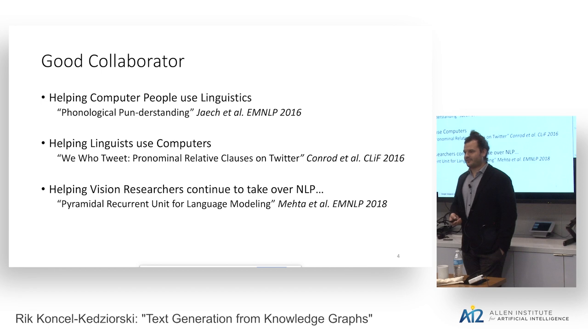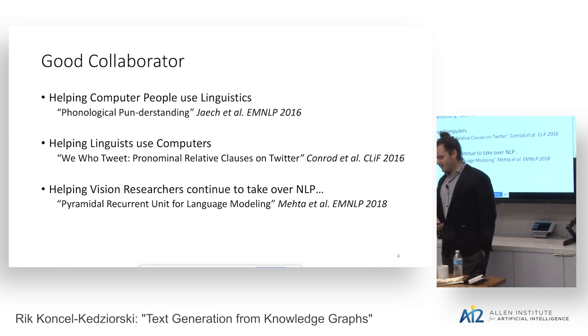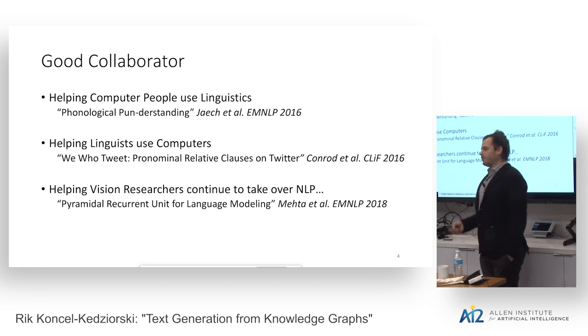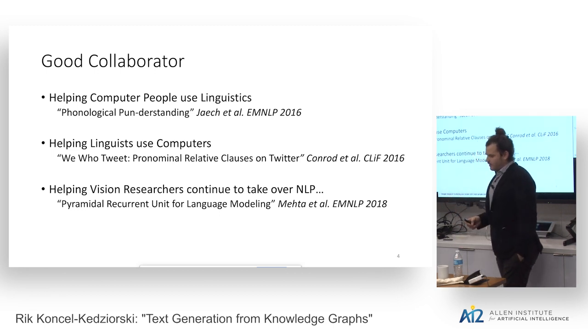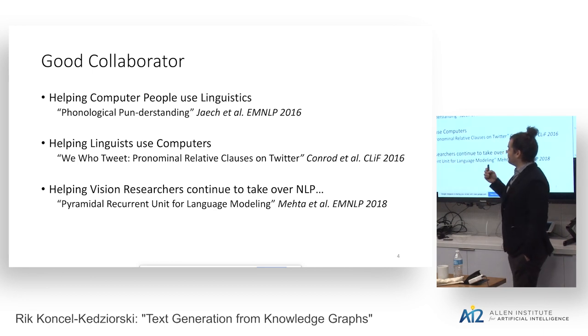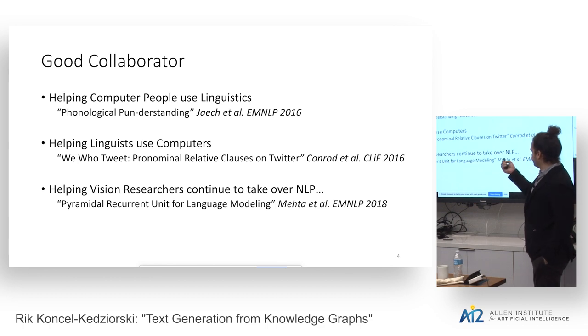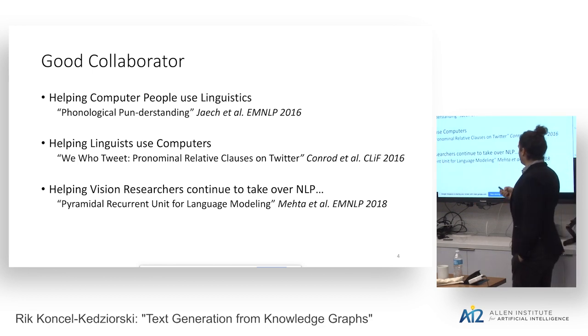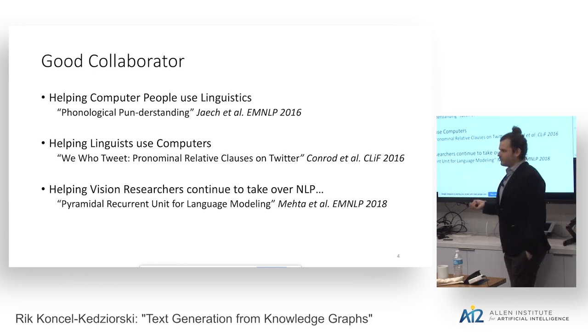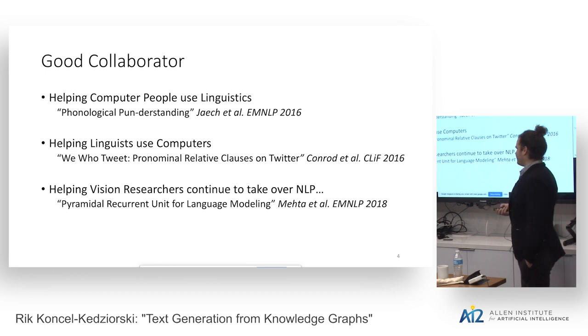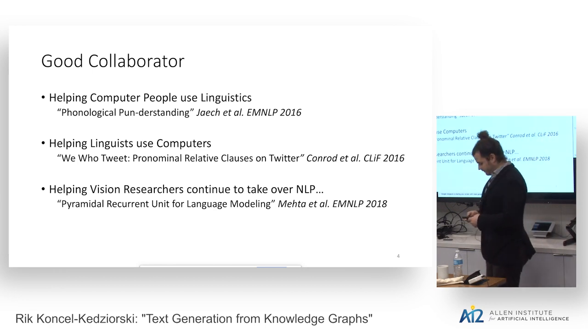But more importantly than personal stuff is research stuff. I like to think of myself as a good collaborator, and I've done a lot of projects where I help out people with my skill set. For example, helping computer people use linguistics. I did a phonological analysis of puns with Aaron Jake and Mari Ostendorf. I've helped linguists use computers better. This is an analysis of a particular syntactic construction in a Chomskyan syntactic paradigm, and we analyzed a bunch of Twitter data to make some point about, you know, the mind. And then I've also helped vision researchers like our friend Sachin here at AI2 continue to dominate NLP conferences with his work on pyramidal recurrent units for language modeling.